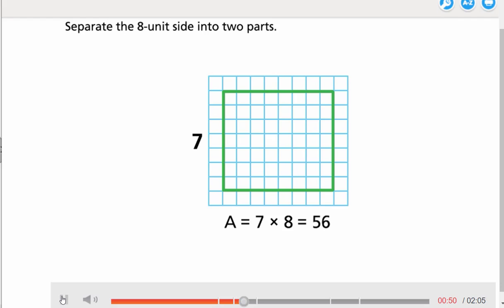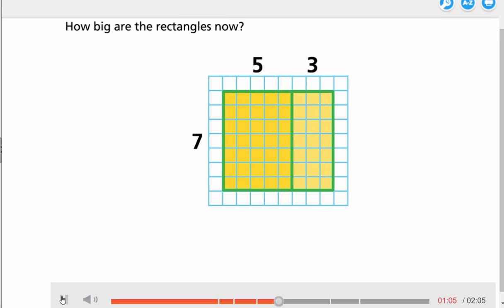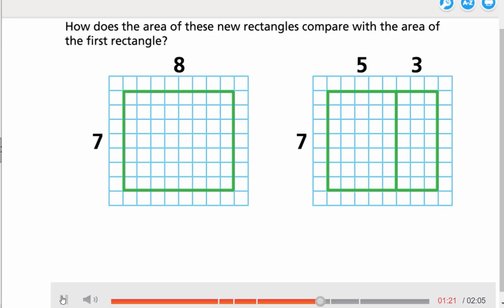Separate the 8-unit side into two parts. What does this do to the rectangle? This creates two rectangles where there was just one before. How big are the rectangles now? One is 7 units on one side and 5 units on the other side. The second is also 7 units on one side, but 3 units on the other side. How does the area of these new rectangles compare with the area of the first rectangle?